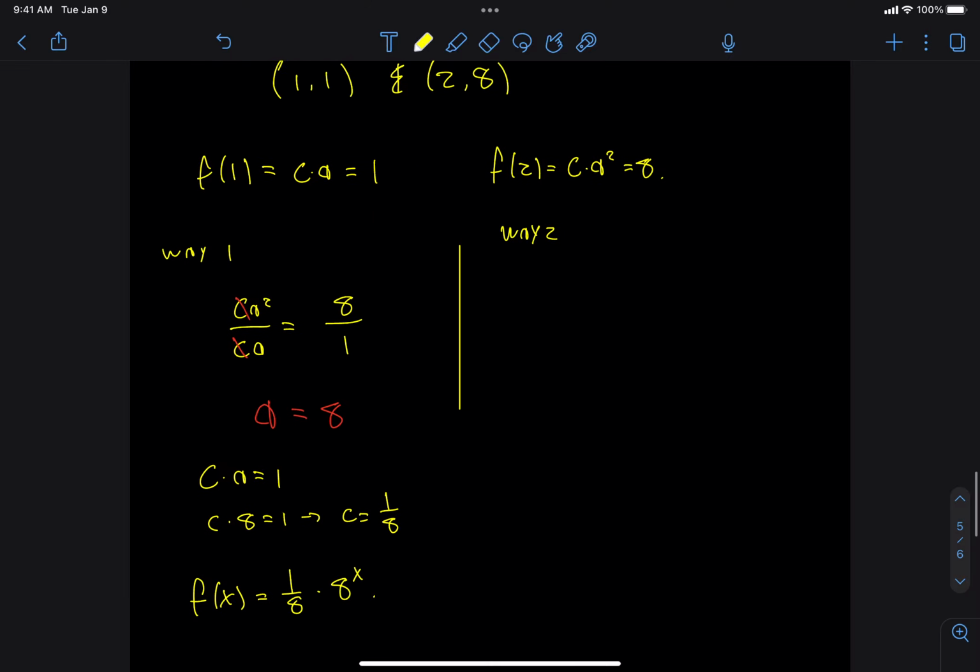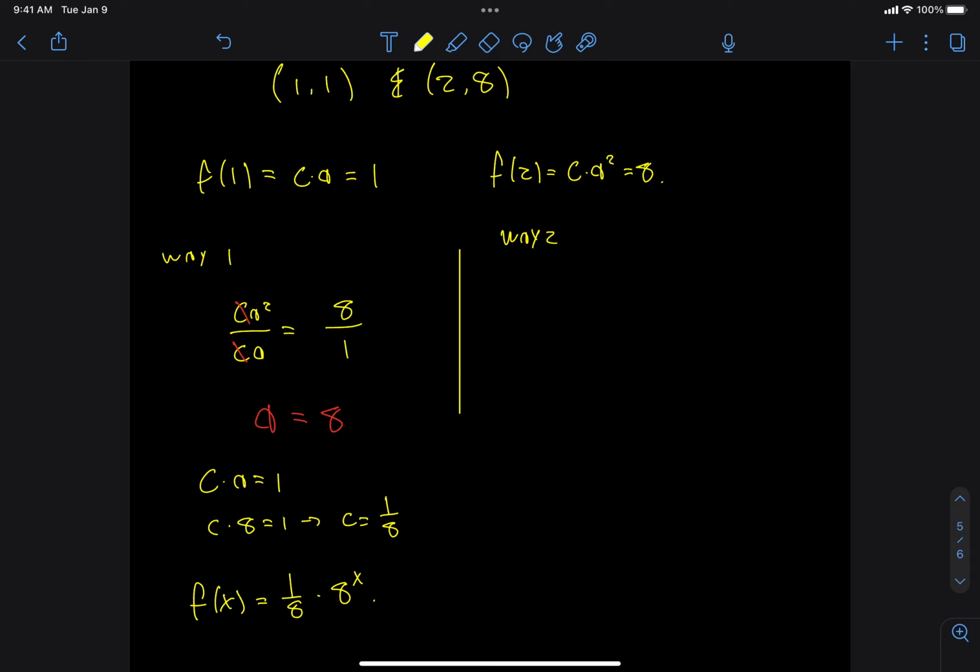Okay, so way 1, I find some students find this a little bit unintuitive, like you're saying, okay, to take these two equations and divide them. But what am I doing? I'm just saying, well, I have two numbers. There's no reason I can't divide those numbers, right? I can do c a squared divided by c a. And I know that c a squared is 8, so I replace it by 8. And I know that c a is 1, so I replace it by 1. Yep. Okay, and then it cancels the c's. Okay, so that takes a little bit of foresight. What if I don't have that foresight?